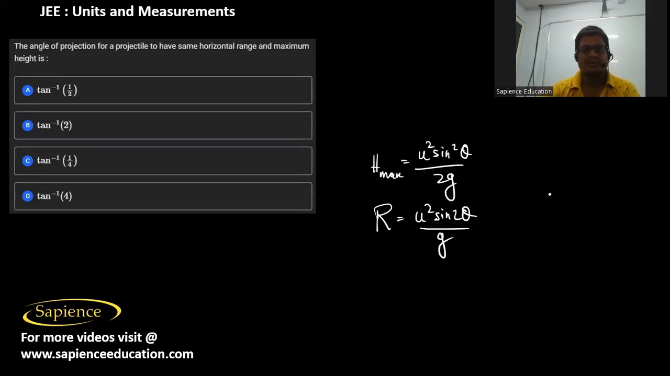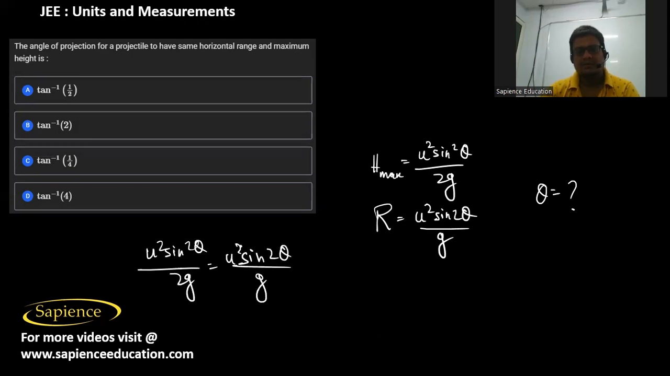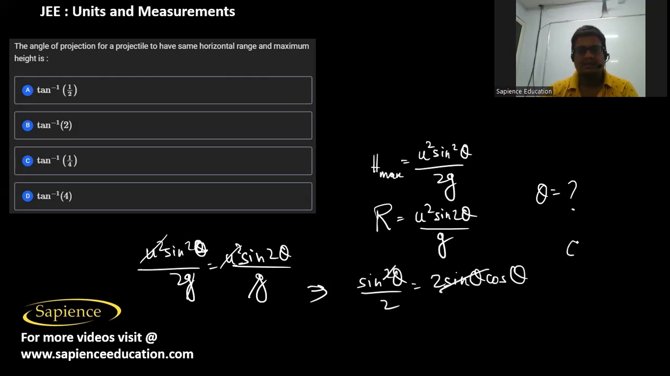Then we have to find the angle theta. So u square sine square theta by 2g is equal to u square sine 2 theta by g. Therefore u square will cancel, g and g will get cancelled, and we have sine square theta by 2 equal to sine 2 theta, that is 2 sine theta cos theta. So one sine theta will get cancelled, since theta can't be equal to 0.